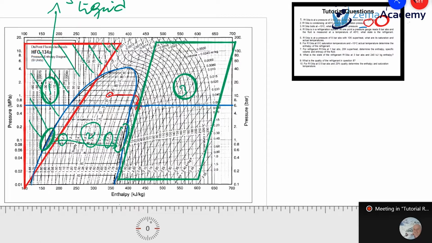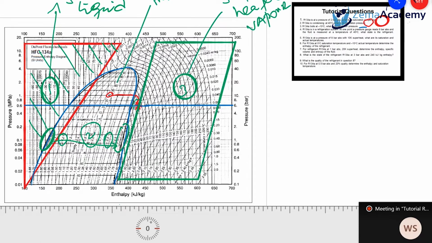And then the third region, what did we say? In the second region, it is mixed. And in the third region, what do we have? What did we call that third region? Superheated vapor, yes, the superheated vapor region. Okay, and now if you look at the question, it says what state is the refrigerant?